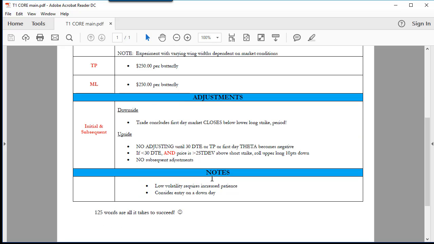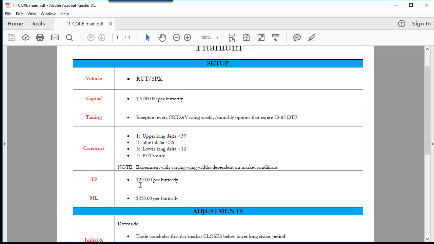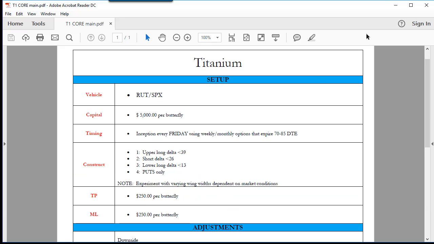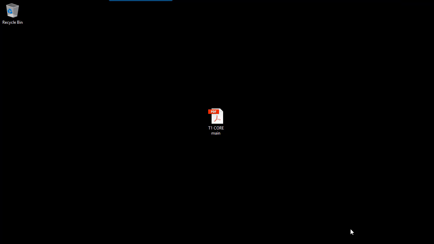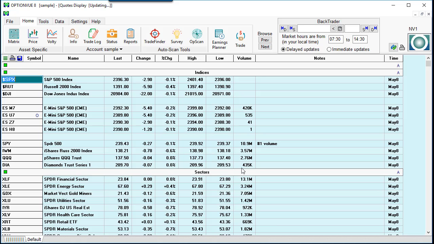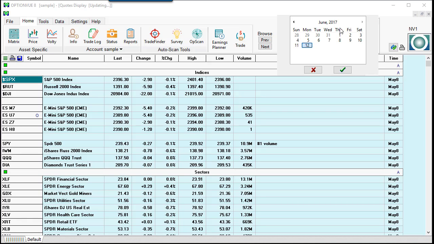Low volatility requires increased patience, and you can consider entering these on a down day. All right, so very simple, very straightforward. Let me minimize this. We'll bring over the option view, and we will say, all right, what point in time do we want to go back to?